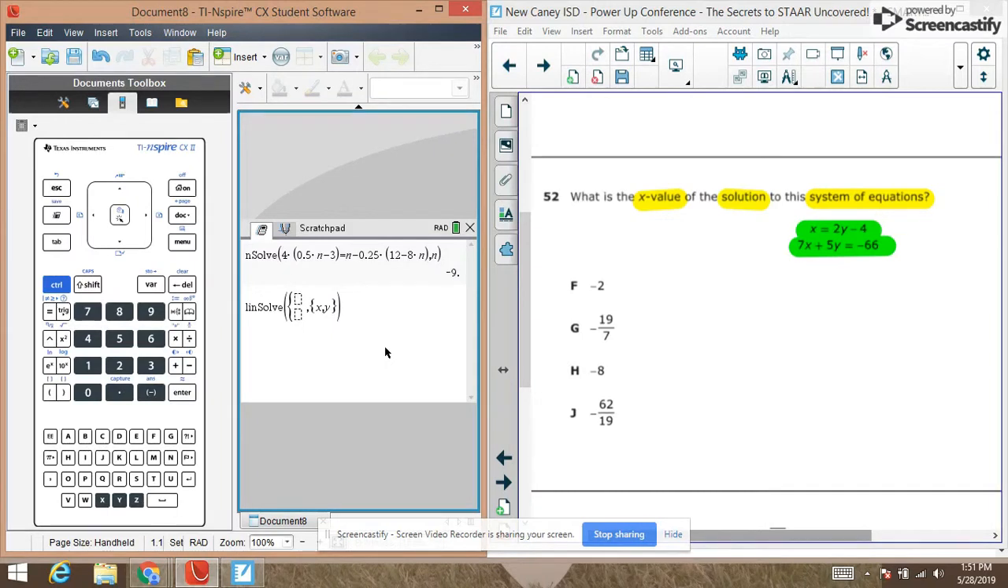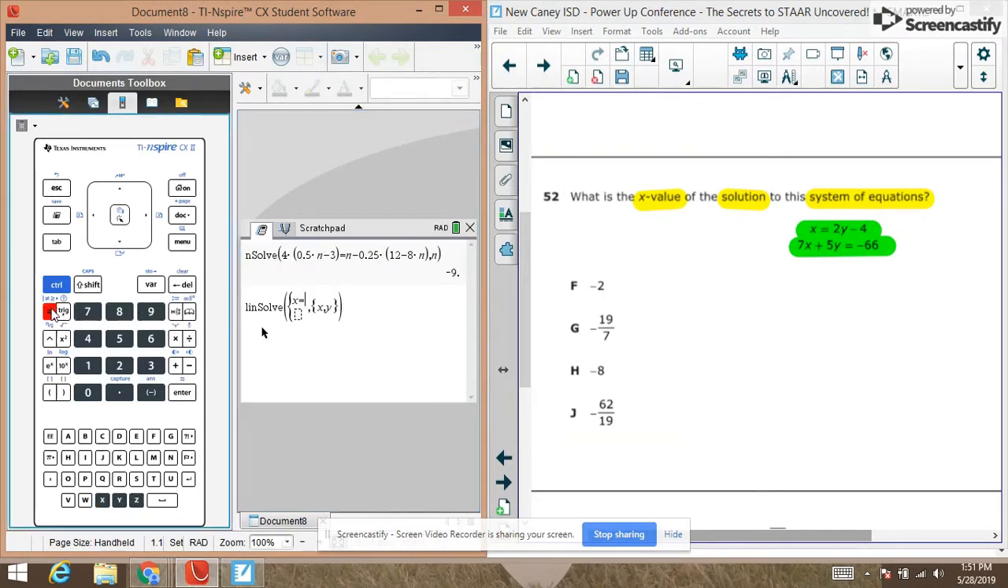In the top box we're going to enter in the first equation, exactly how it appears. X equals 2y minus 4. In the second box right below, we're going to enter in the second equation, exactly how it appears. 7x plus 5y equals negative 66. And then we're going to press enter.